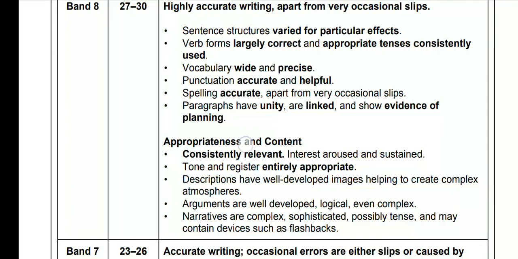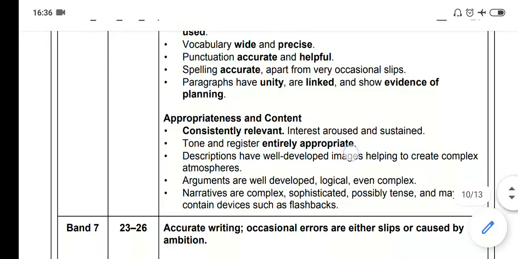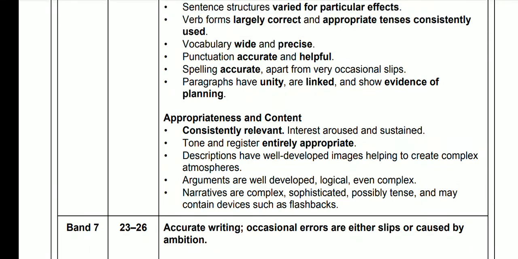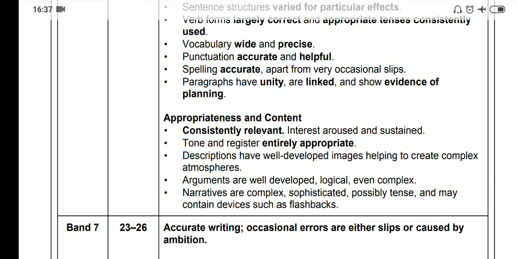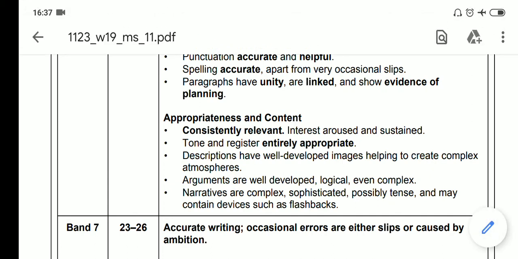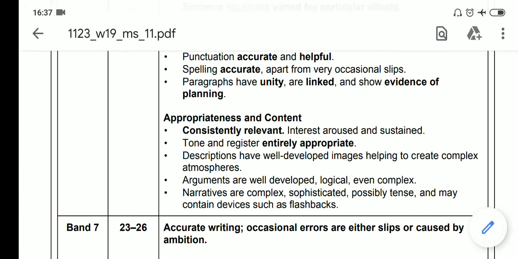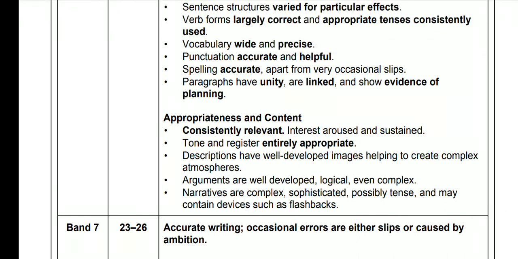Now then, appropriateness and content. Consistently relevant, interest aroused and sustained, tone and register entirely appropriate. Then descriptions have well developed images, but we are not talking about descriptions. Arguments are well developed, but we are not talking about arguments. Yes, this one: narratives are complex, sophisticated, possibly tense, and may contain devices such as flashbacks.